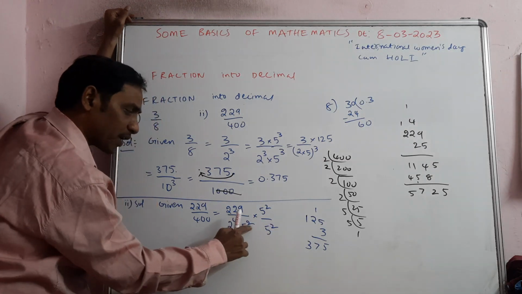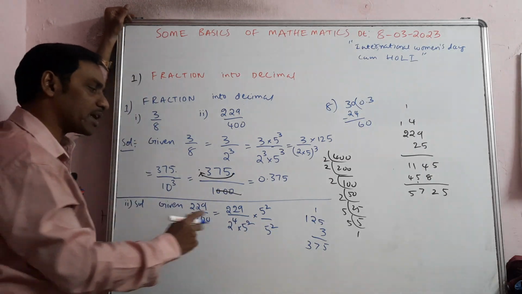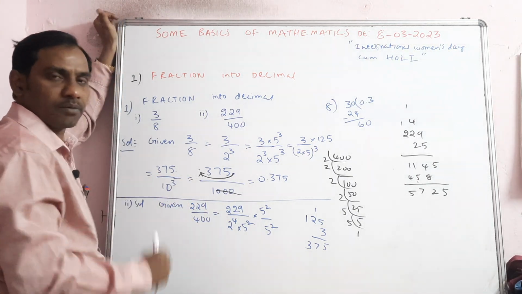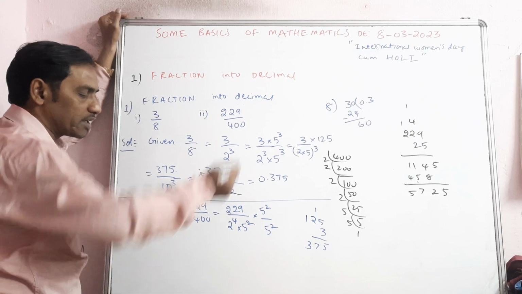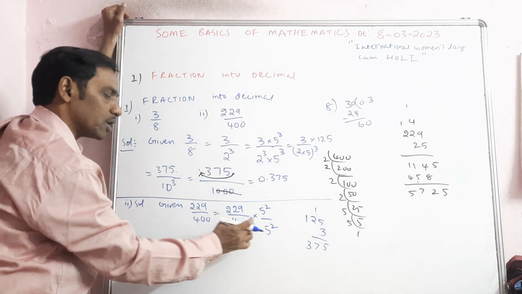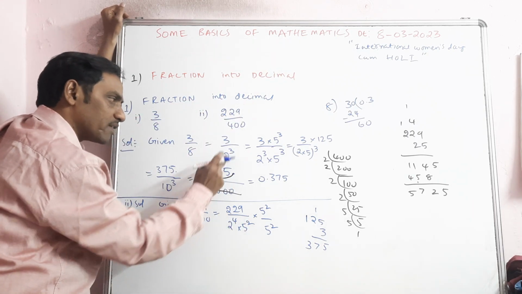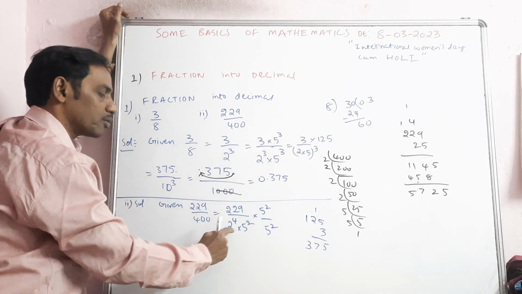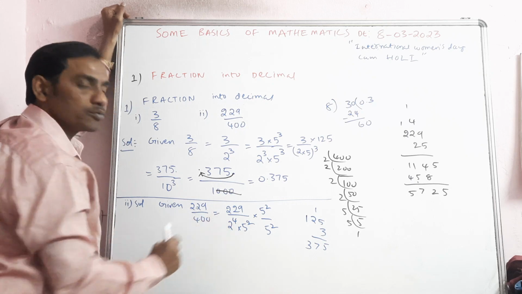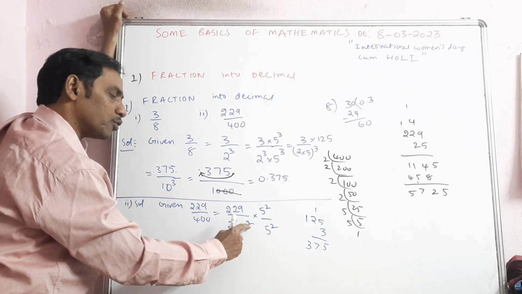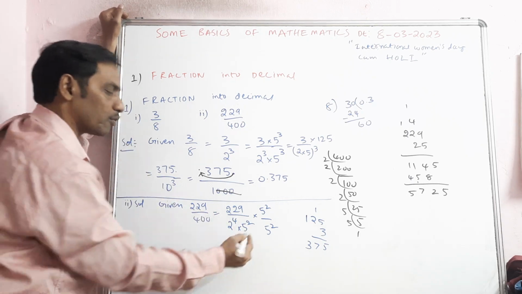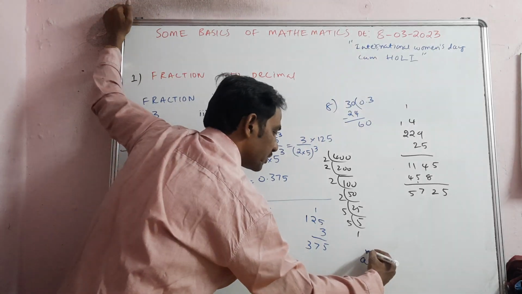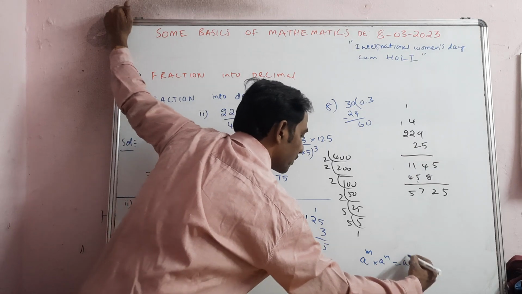Why? Because the power of 5 also we should make equivalent to the power of 2. Anyhow we won't decrease; it is convenient to use the highest power. Like here 3 was the highest, so we multiplied by 5 cube. Here the highest power is 4 for 2, so we have to make the power of 5 also 4. How will you make the power of 5 equal to 4? For example, a to the power of m into a to the power of n gives a to the power of m plus n.